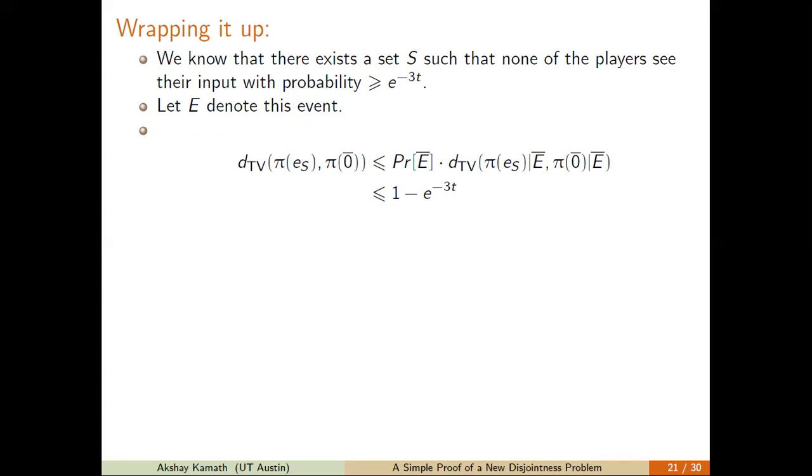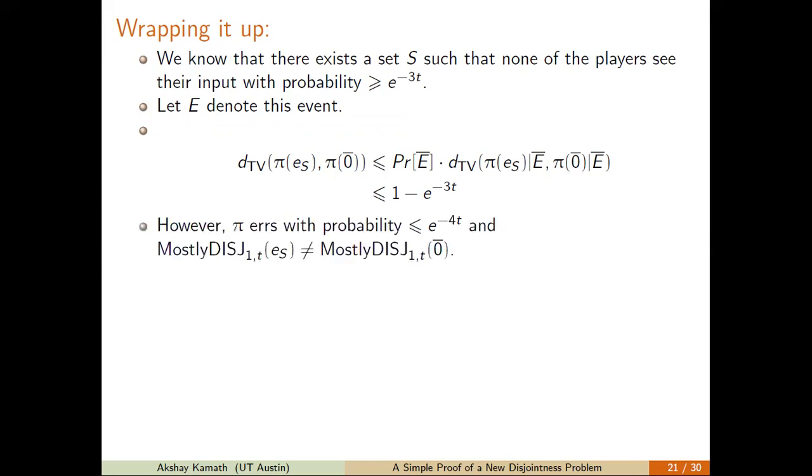So given the consequence of the lemma, we know that this total variation distance term is upper bounded by 1 minus e to the negative 3t. However, observe that this input ES falls into the yes case of the mostly disjointness problem on one coordinate. And the all zeros vector obviously falls into the no case of the mostly disjointness problem. So we cannot output correctly on both of these inputs.